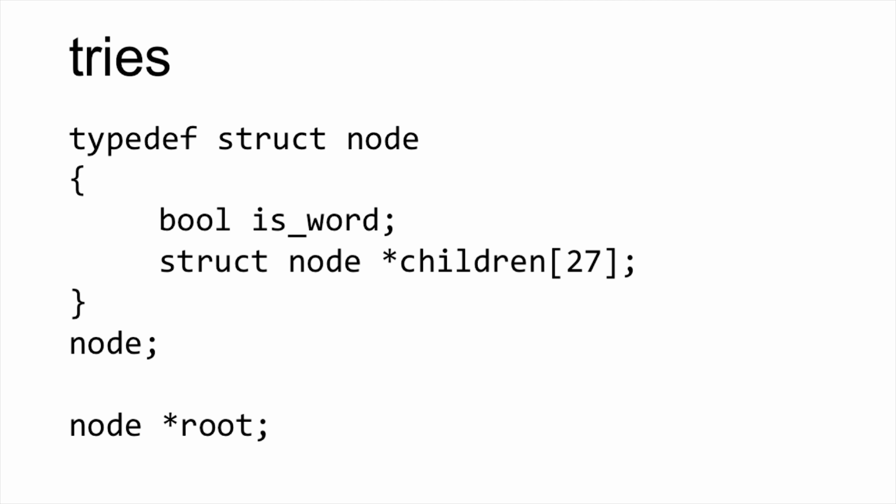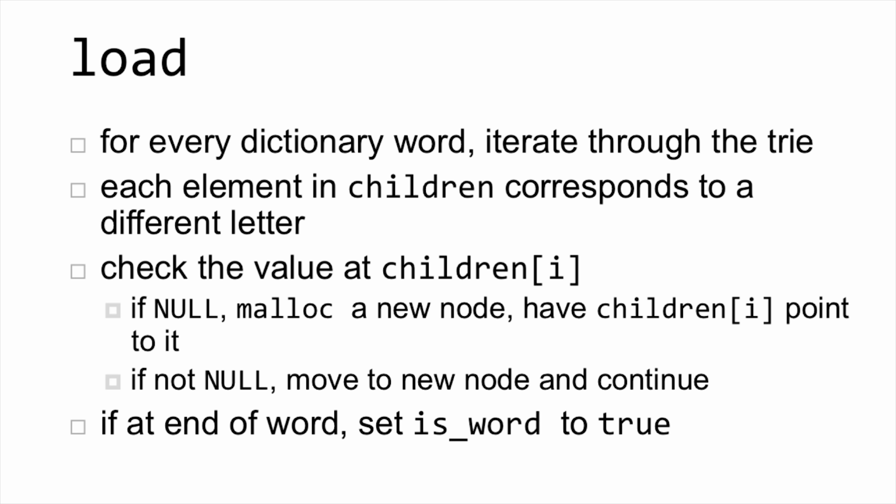Finally, in order to keep track of the top or the beginning of your trie, we're going to have another node pointer, in this case called root. Scanning through the dictionary one word at a time, we'll iterate through the trie as follows. Given that each element in the children array corresponds to a different letter, we'll check the value at the appropriate index of children. Now, if that node is null, then we'll malloc a new node for it and have children at that index point to it.